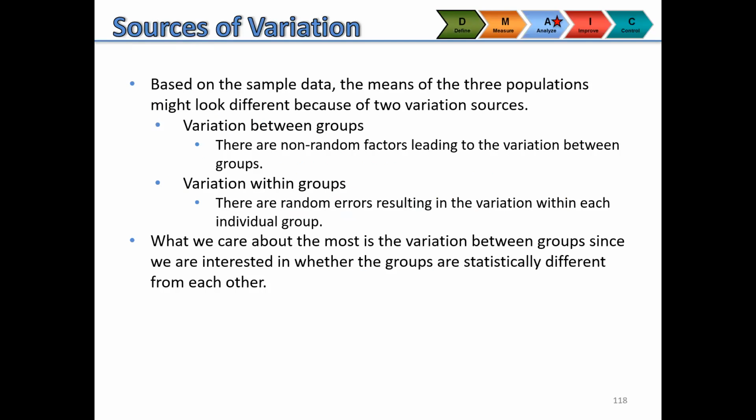Based on the data, the means of the 3 populations might look different because of 2 variation sources. There's variation between groups and there's variation within groups. So we looked at variation within the shift and also across the shifts, if you remember. This is a case for ANOVA. We care most about the variation between groups since we're interested in whether groups are statistically different from each other. Is the stress level between the shifts different? I'm just trying to give you a sense of when I would ever use ANOVA, right?